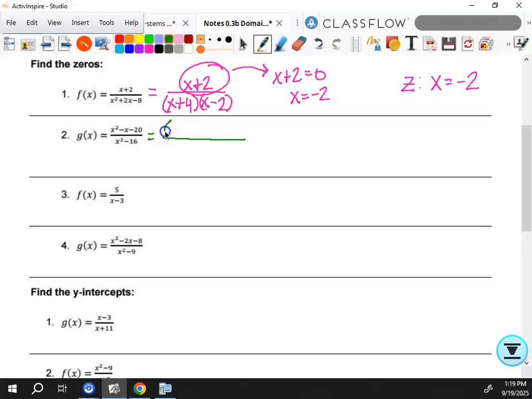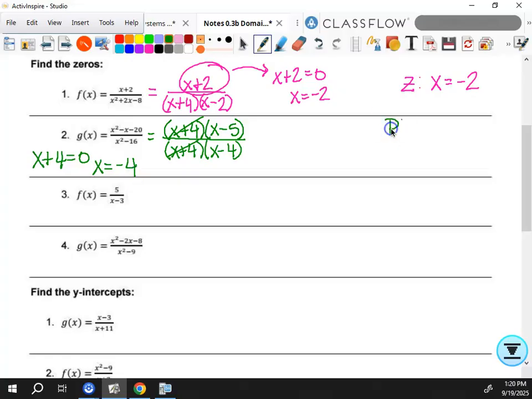Number 10, let's factor. So in the numerator, it'll be x plus 4 times x minus 5 over x plus 4 times x minus 4. All right, can I reduce this? Yes. So I'm going to cancel these out. That means that x plus 4 equals 0 is something that I got to look at. So then that gives me x equals negative 4. That is my point discontinuity.